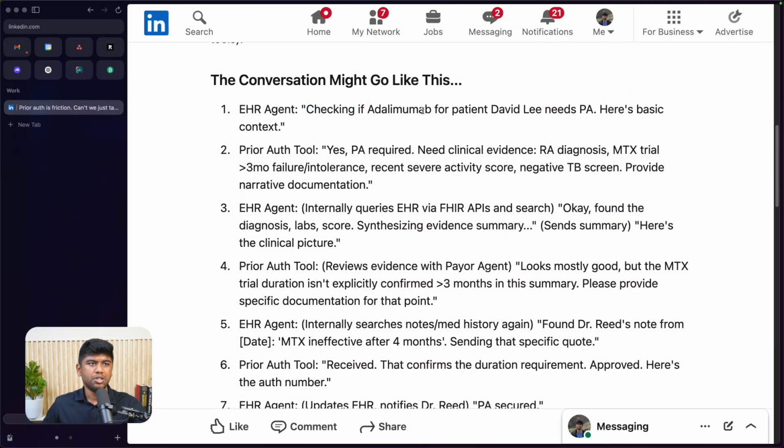The EHR agent is checking if this particular drug for the patient needs prior auth. Here's the basic context. Now, the prior auth tool or the prior auth agent might say, yes, prior auth is required. Need clinical evidence: radiology, diagnosis, this is rheumatoid arthritis diagnosis, MTX trial greater than 3 months, failure or intolerance, recent severity activity score, severe activity score, negative TB screen, provide narrative documentation.